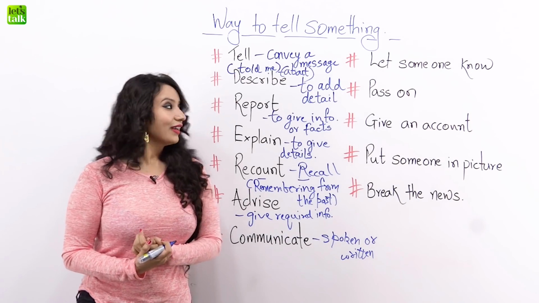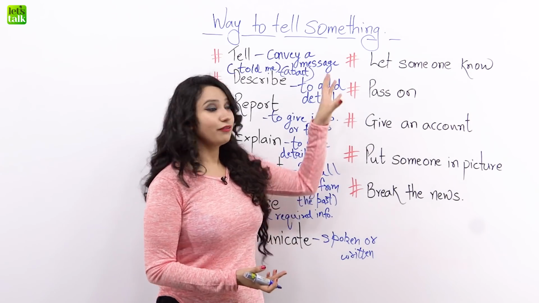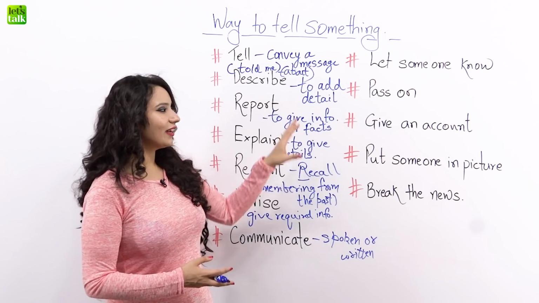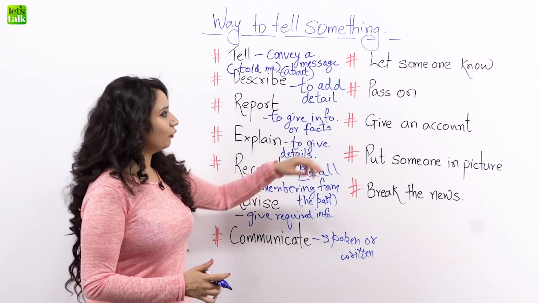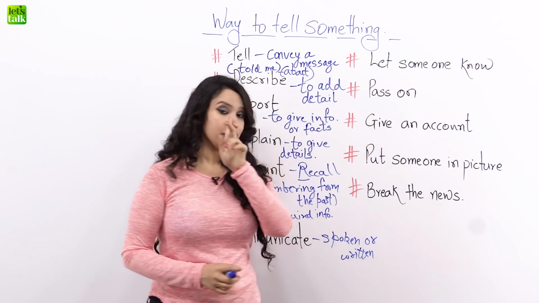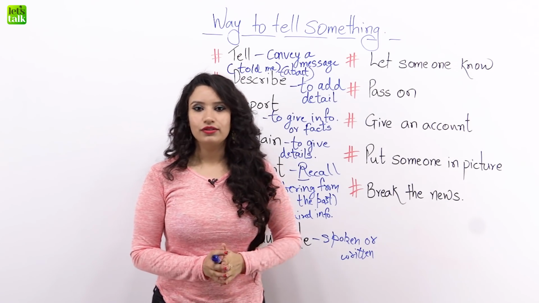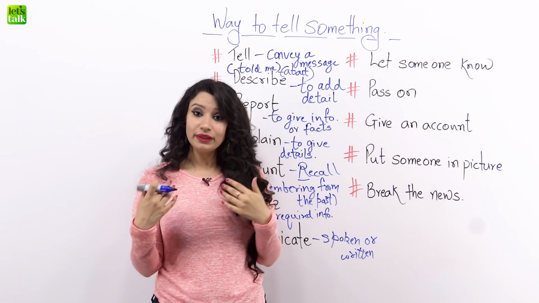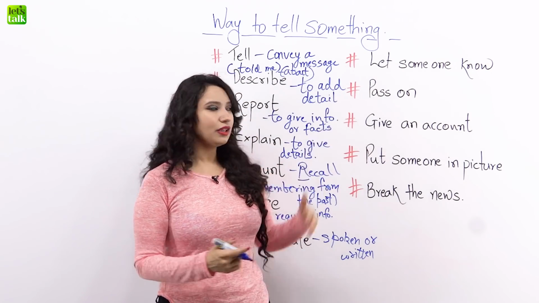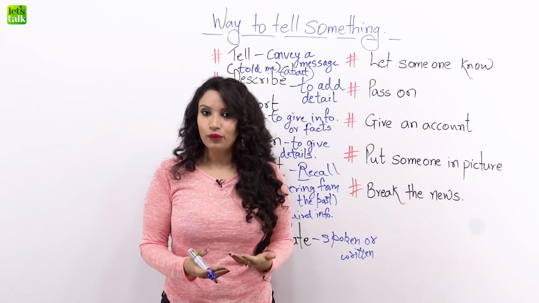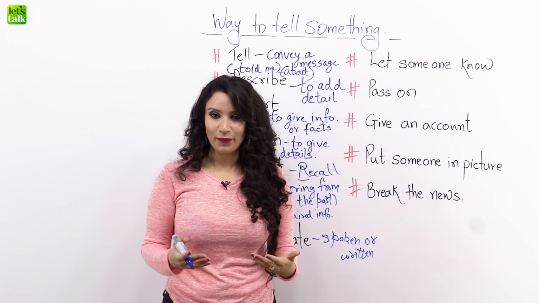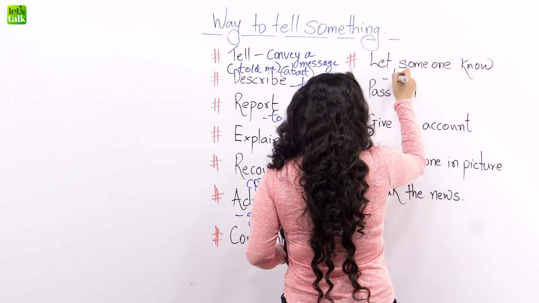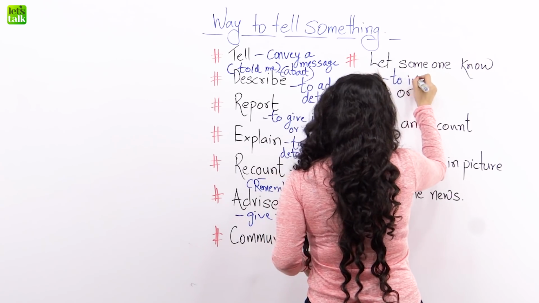Now we are going to look at some phrases to talk about telling something to someone. And they have some very interesting meaning. Now, this is one of the most common phrases in English, which is to let someone know. So we often say that, let me know when you reach home, which means, please tell me when you reach home. So let me know is a very soft way of asking someone to inform you. So let someone know means to inform someone.